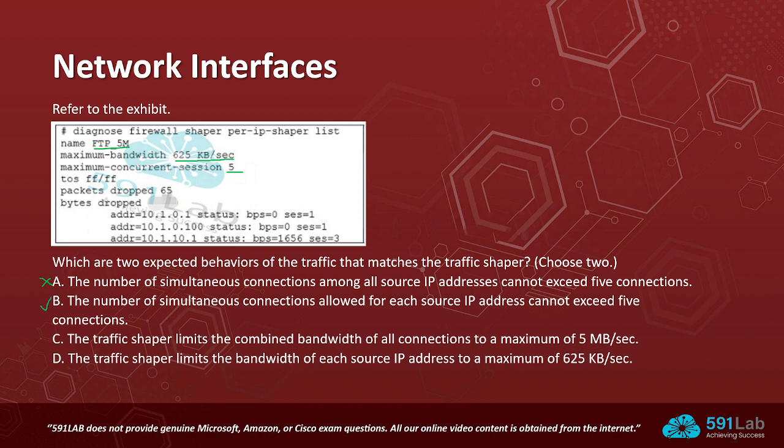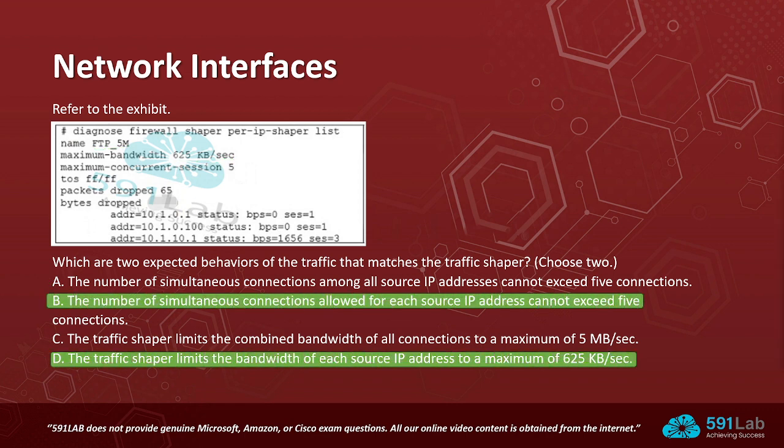And the next one, the traffic shaper limits the combined bandwidth of all the connections to a maximum of 5 megabit. So as we saw there, our maximum bandwidth is not 5 megabit. So this one is not correct. And the next one says the traffic shaper limits the bandwidth of each source IP address, as I told you, to a maximum of 625 kilobit per second. So B and D are our answers.